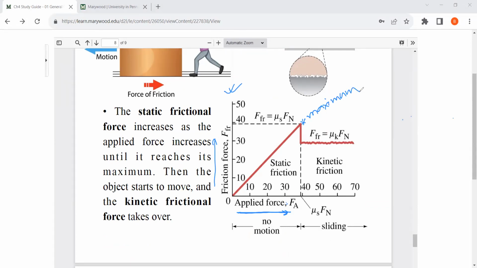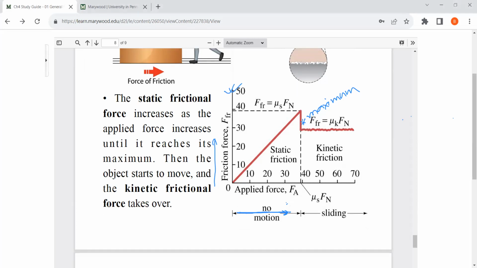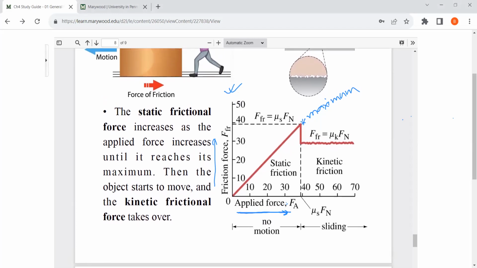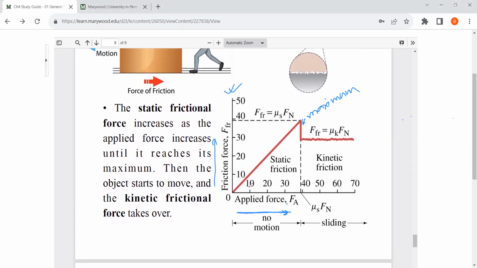Before you reach the maximum limit, the applied force is balanced by the friction force. What it means is, if the applied force is 10, the friction force will also be 10. If it is 20, it will be 20. If it is 30, it will be 30, and so on.